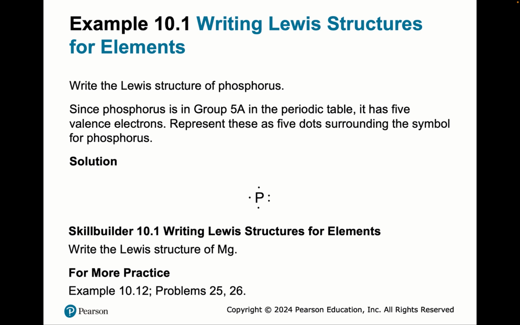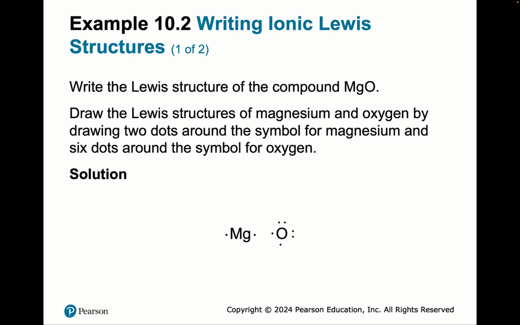Start off with phosphorus. Phosphorus has 5 valence electrons, so we put 4 dots around it, and then we group the second one there on the end. So that's where the 5th dot goes.